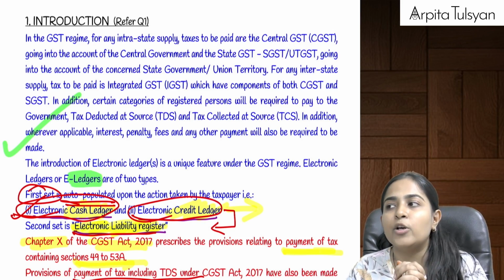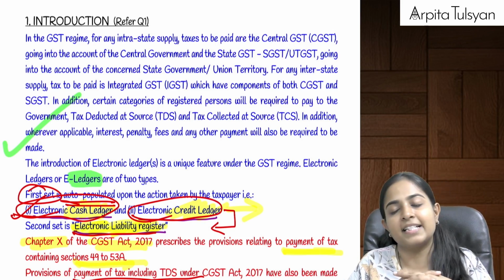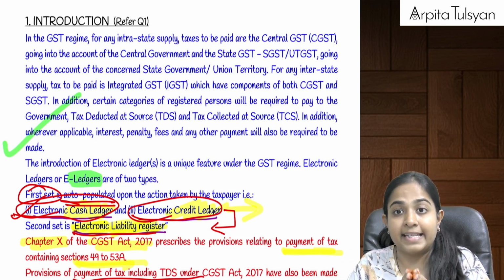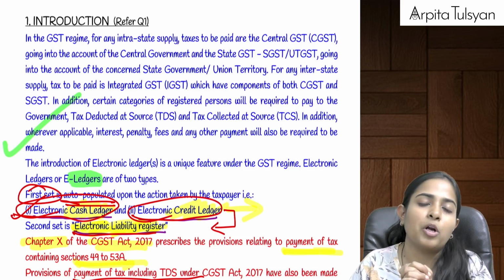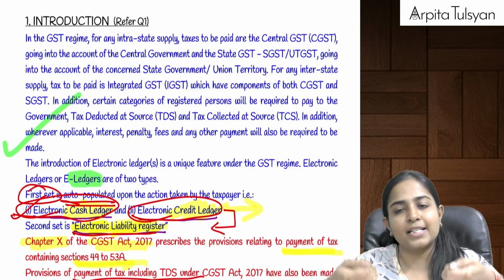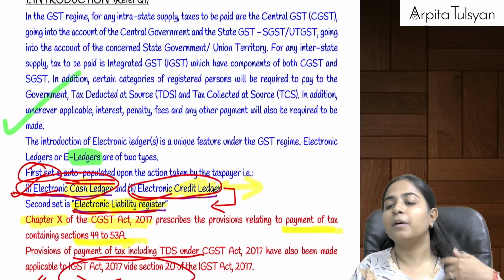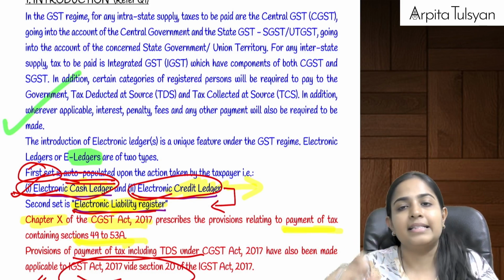This liability you have to discharge by either utilizing your input tax credit, that is your ITC, or if there is any balance, any still outstanding amount payable, then you will have to pay that amount out of the electronic cash ledger, that is, you will have to pay that amount in cash to the government.